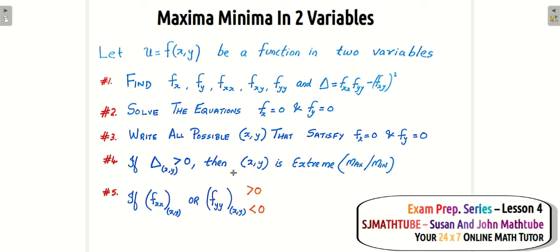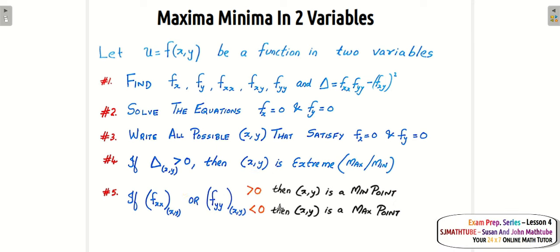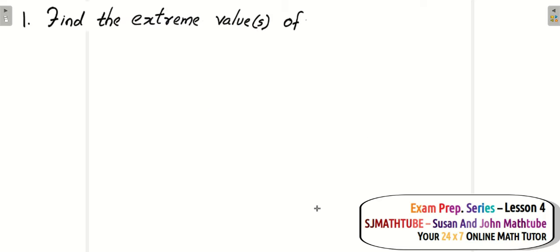Now what you do is you take this point and put it in the second order derivative. If you get positive, then it's a minimum point. If you get negative, then it's a maximum point. So let's try one question with that method.